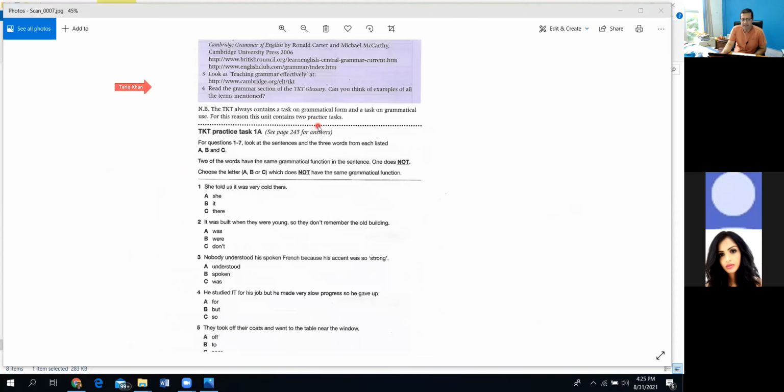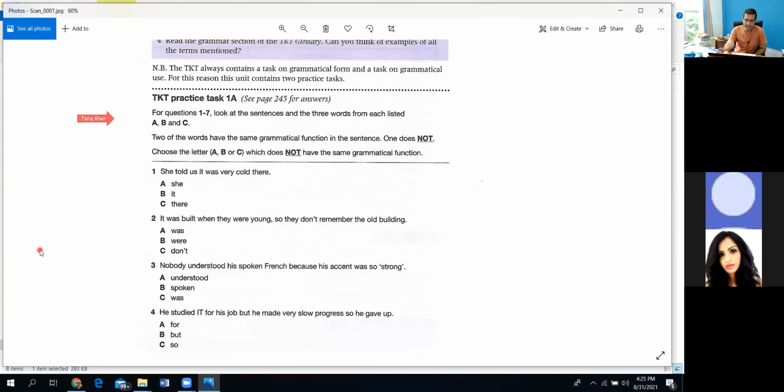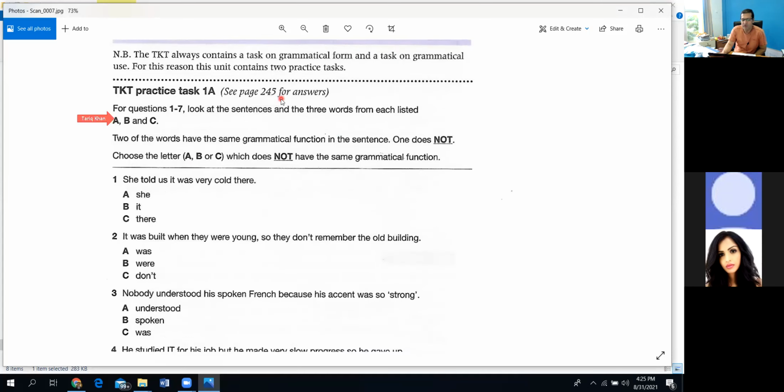TKT practice task. At the end of every unit you will find a TKT practice task. In that, the way the questions are asked is exactly the way they will be asked in the paper. Okay, so here you see, you do these exercises also, and then check your answers on page number 245. You will find the answers to these ones.